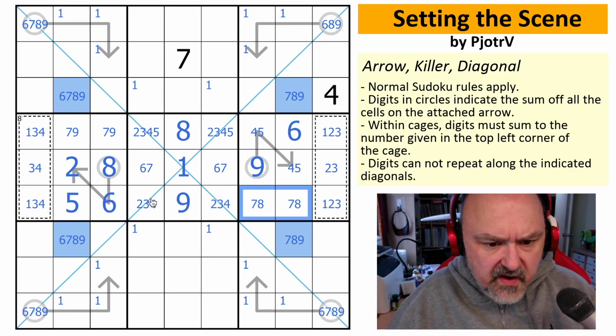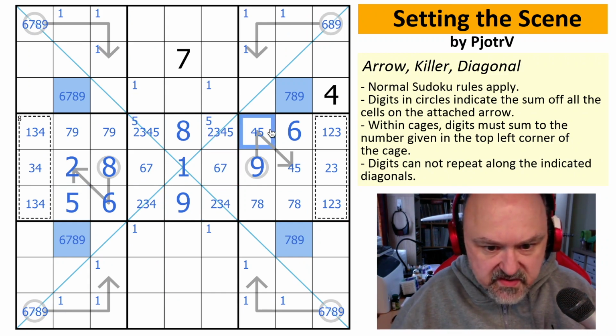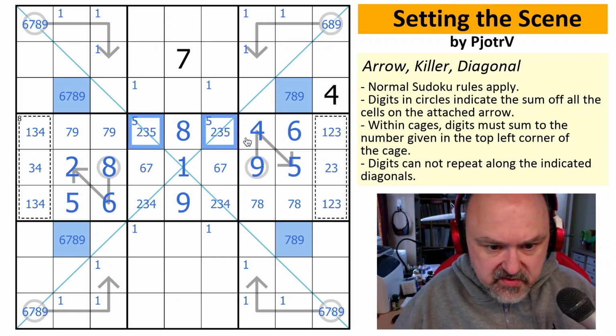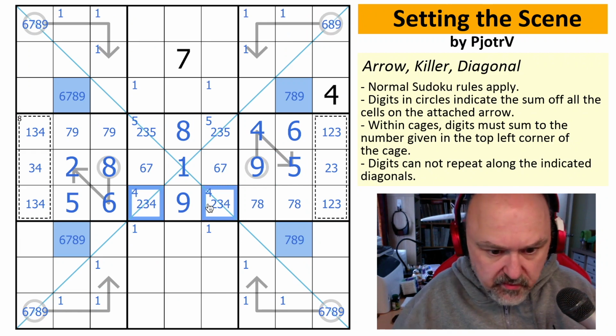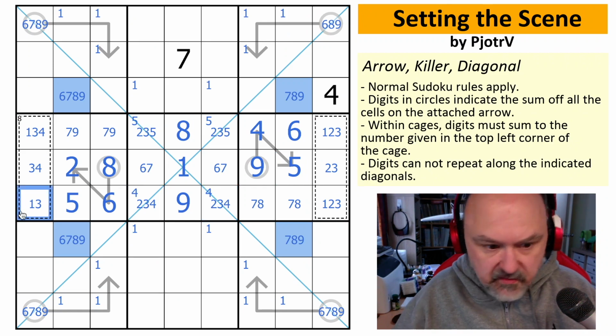So 5 in this box must be at the top up here, because this is 2, 3, 4, 5, and 5 now can't be down here. So 5 is up here. So this is now 4. This is now 5. That takes 4 out of the top up here, which puts 4 into the bottom down here, which means this is not 4. I'm not sure how that's helping me.